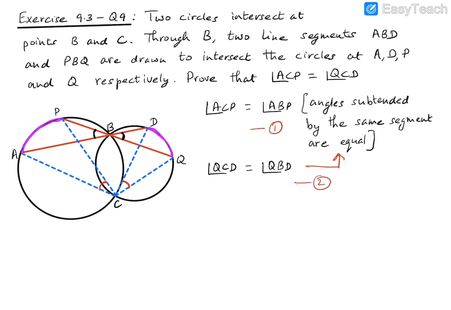Now we also notice that the angle ABP and the angle QBD, these are vertically opposite angles. So these are formed by the intersection of these two lines AD and PQ. And we know that the vertically opposite angles when two lines are intersecting are equal. So the angle ABP is equal to the angle QBD. So we'll write that also.